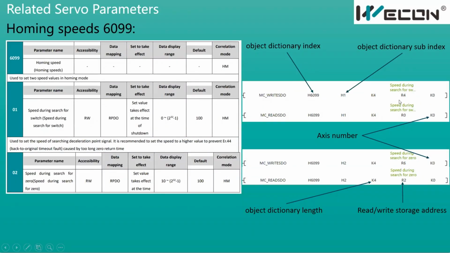The fourth parameter is the read and write storage address. And the last parameter is our axis number. So it is a little like the Modbus RS instruction.